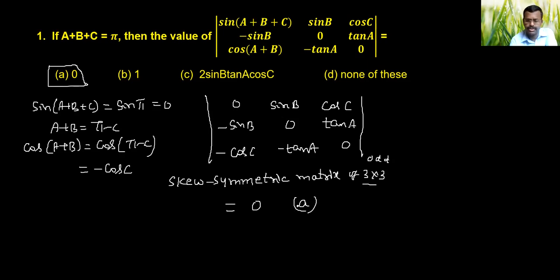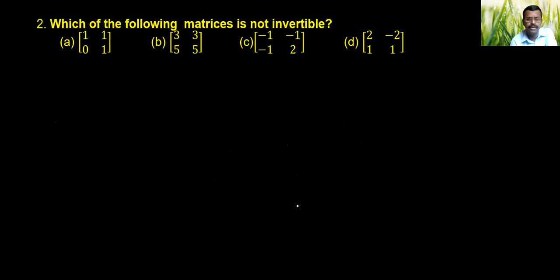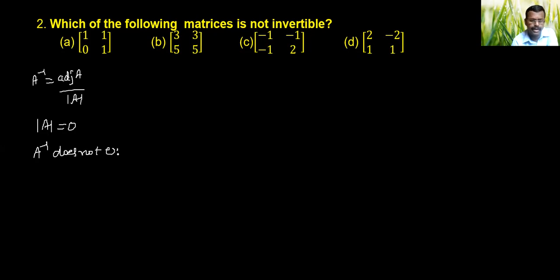Now we will move to the next question, question number 2. Which of the following matrices is not invertible? Not invertible means inverse does not exist. We know that the formula is A inverse equals adjoint of A by determinant of A. If determinant of A equals 0, then A inverse does not exist. So this is the concept. We can use the trial and error method, that means take each option and check whether the determinant is zero or not.